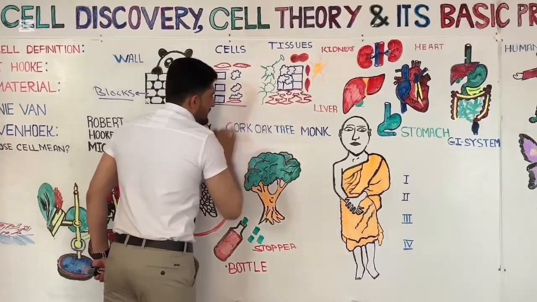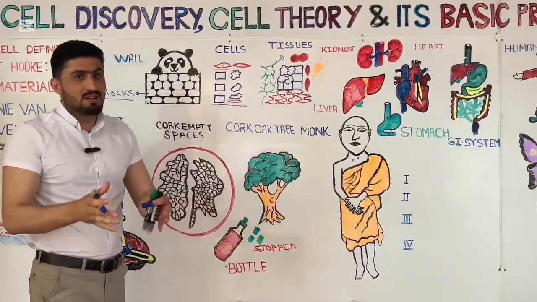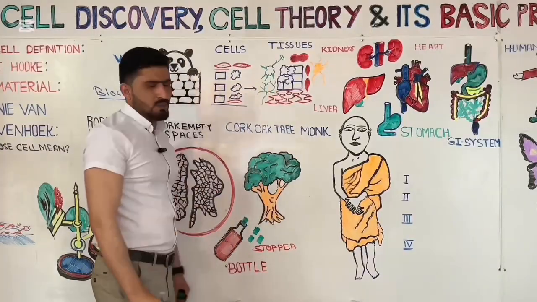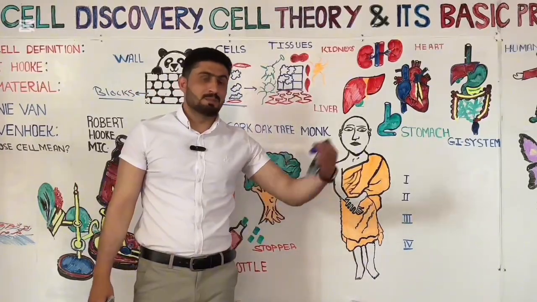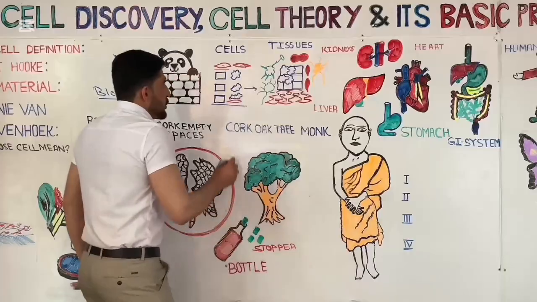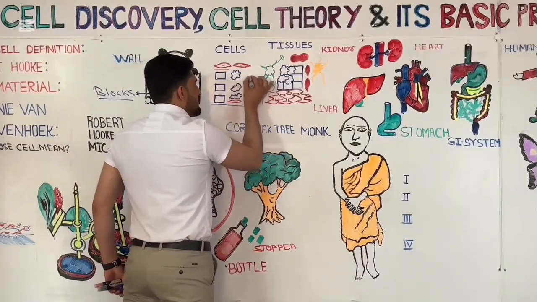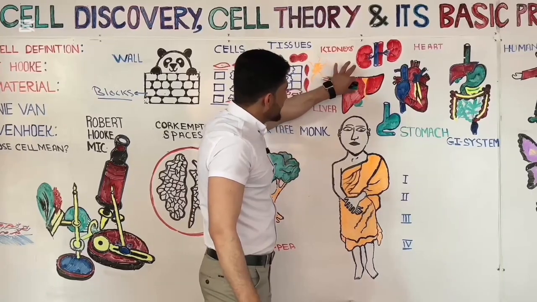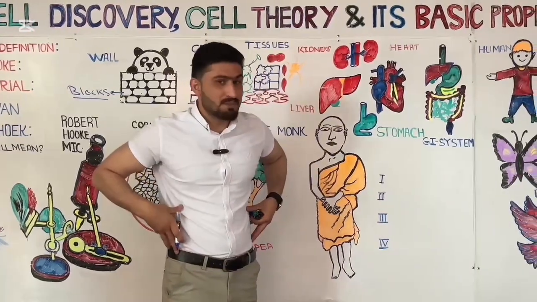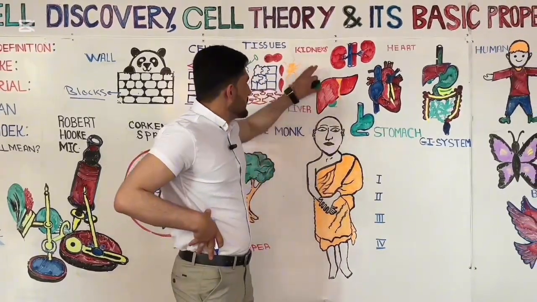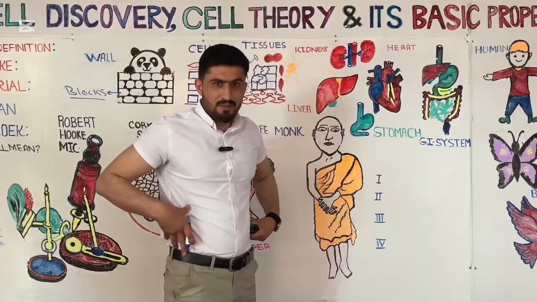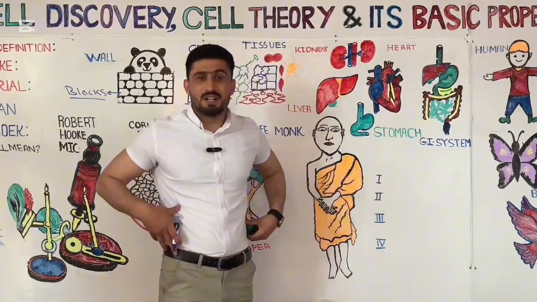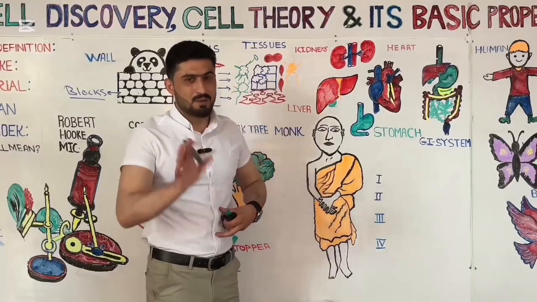When different cells are combined together, they're going to make tissues. What are tissues? I'll explain them in upcoming video lectures, but for now, when different types of tissues are combined together, they are going to make different types of organs. For example, they're going to make kidneys, a heart, stomach, liver, and so on.